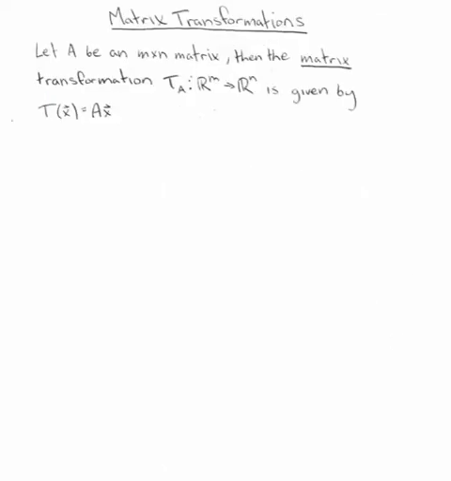Okay, so let's move on to matrix transformations. We've already worked with these, and now let's go back and talk about what they are. If A is an m by n matrix, then the matrix transformation T sub A from Rn to Rm is given by T of x equals A times x. I kind of had us do that without really formally saying that's what was going on.